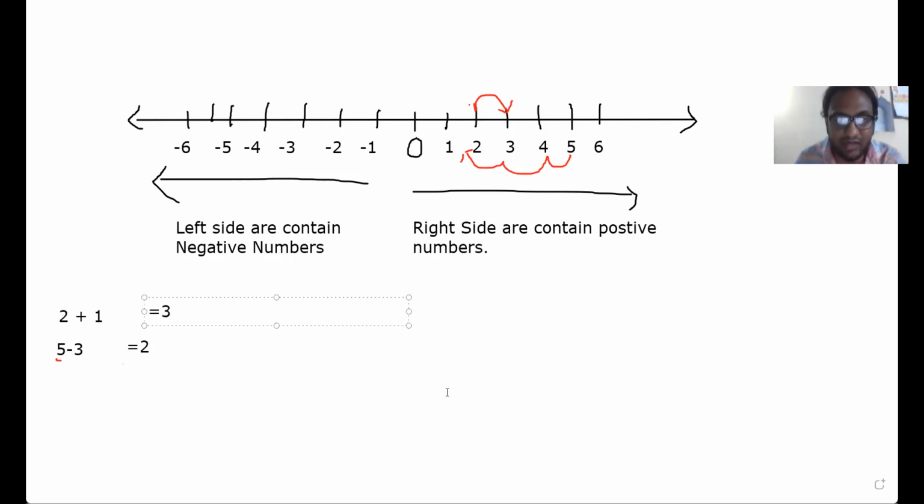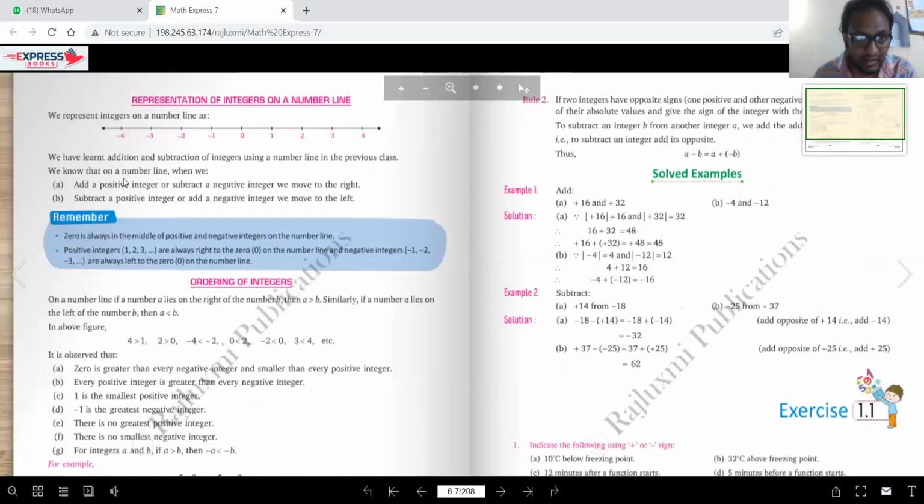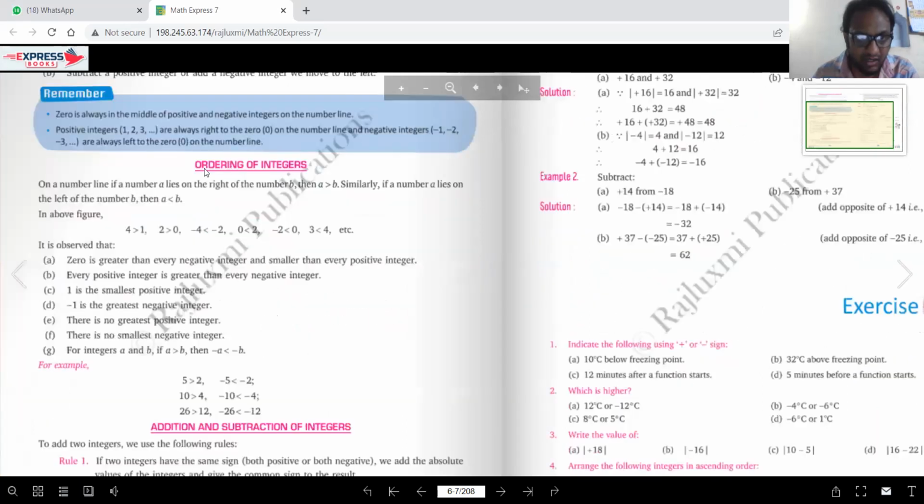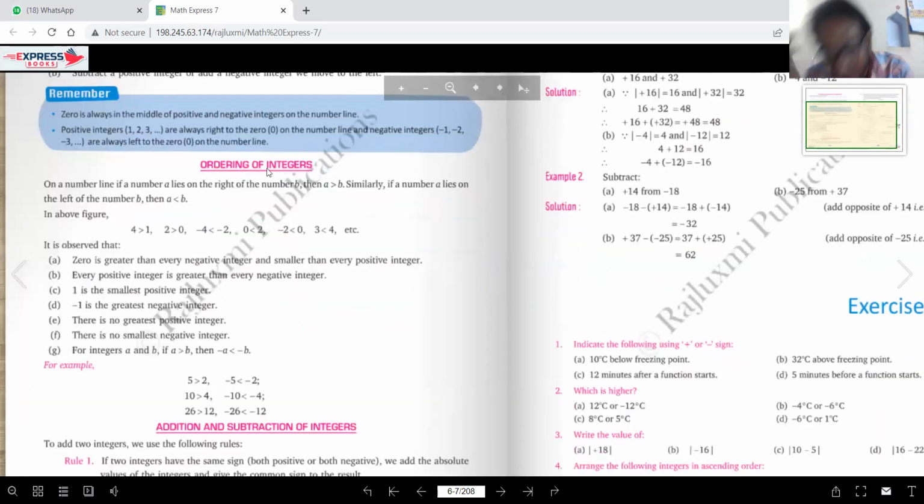So this is the whole idea of the number system. I will give you some exercises so that you can easily plot and add and subtract these numbers. Now let's move on to a few more things that will help you in this tutorial. Remember that 0 is always the middle. Now we have to understand the ordering of integers. What is the ordering of an integer?